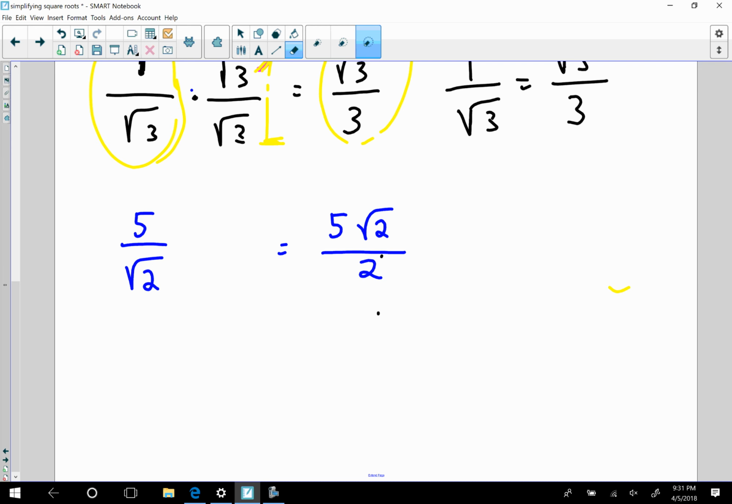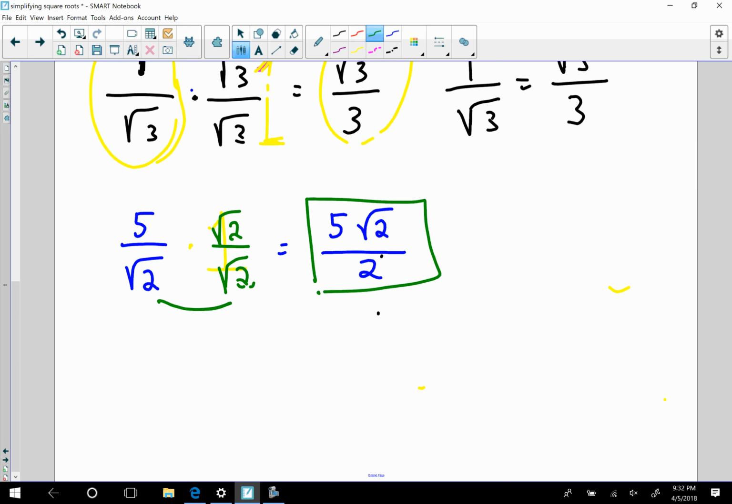In like manner, if I want to simplify this expression, 5 over square root of 2, without the square root in the bottom, I'm going to multiply this rascal by 1. But what 1 am I going to use? I'm going to use the square root of 2 over the square root of 2. Why? Because the square root of 2 times the square root of 2 is 2. Now I don't have a square root in the bottom. 5 times square root of 2 is simply 5 square root of 2 over 2.